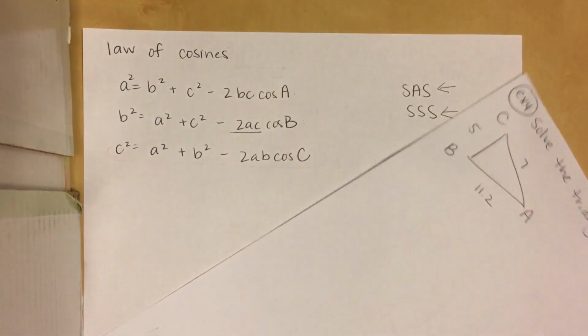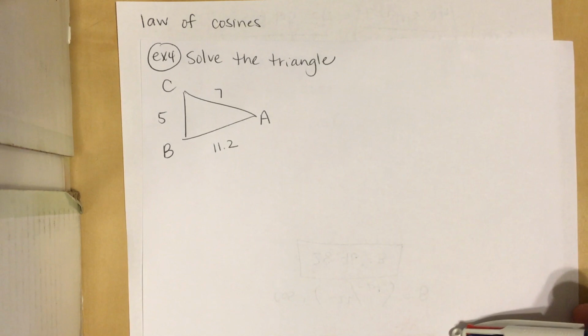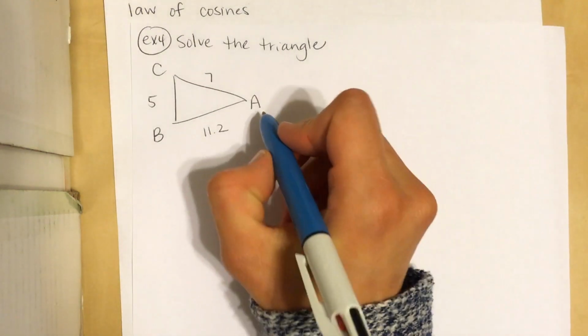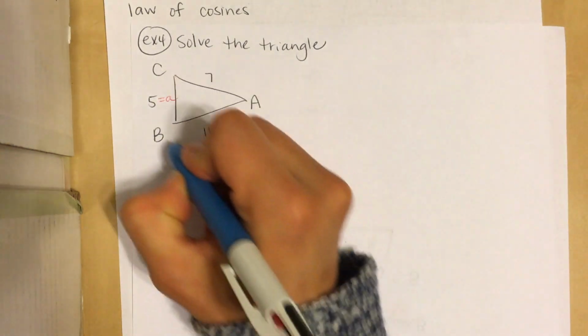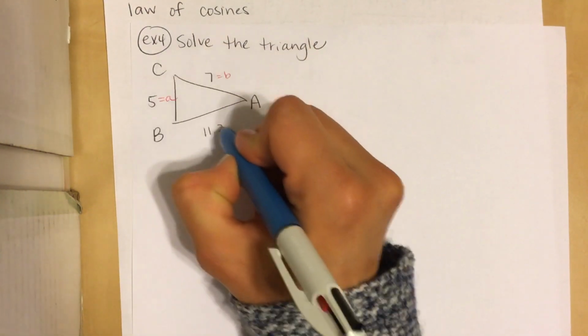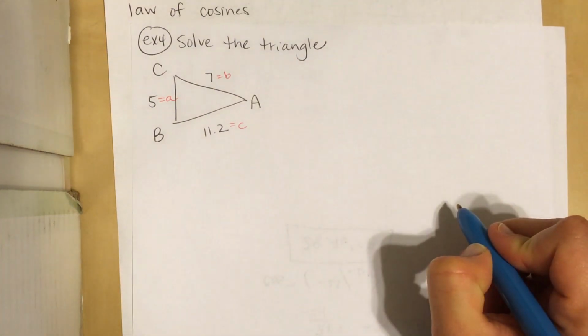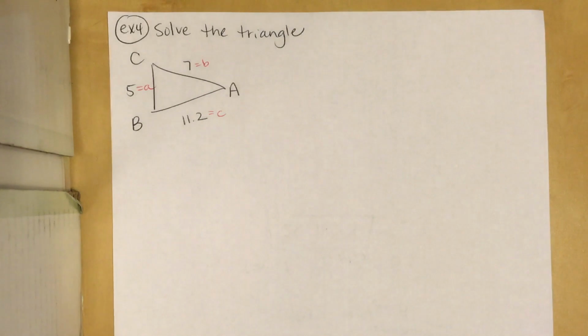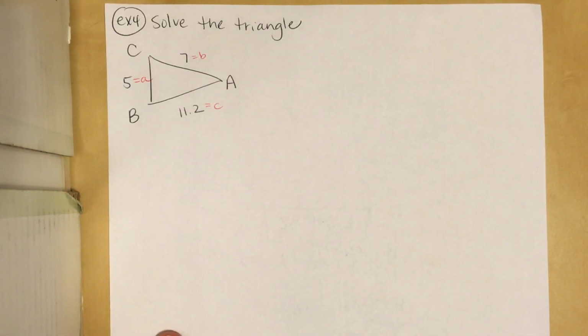If I can find it. Solve the triangle shown below. Okay, let's start by labeling our sides. Across from angle A is little a, across from angle B is little b, and across from angle C is little c. This is a side, side, side triangle, so we're going to use law of cosines.